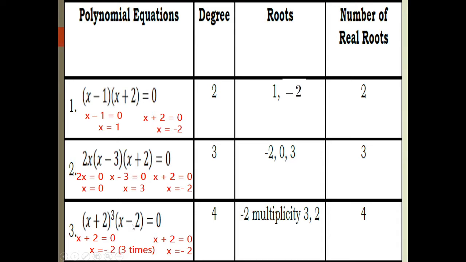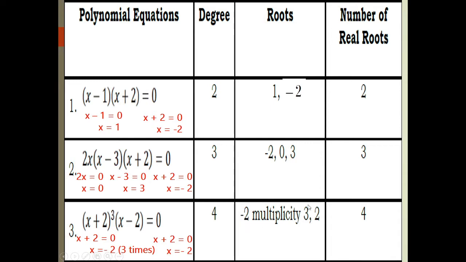Next, oh, mali ang lagay ko dito. Okay, typographical error. Dapat x minus 2 siya. X minus 2 equals 0, x is equal to 2. So, bakit 4 ang degree? Because the x here is raised to the third power plus 1x pa. So, 3 plus 1 is 4. Now, negative 2 multiplicity 3.